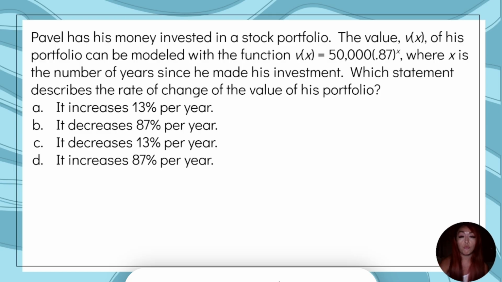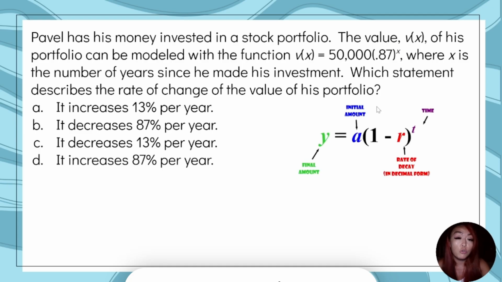So let's go through them and see which one makes sense. Choice A says it increases 13% per year. Well, I know that that's not the case because remember I told you to look at this number in the parentheses. It's between 0 and 1, which means that this is exponential decay, so it's going to decrease, right?